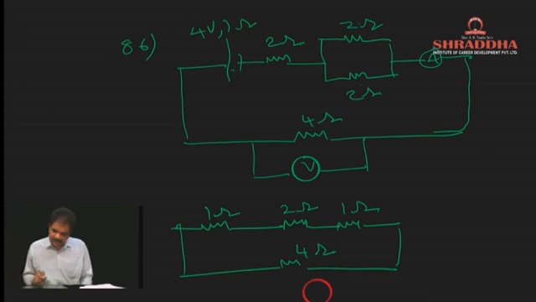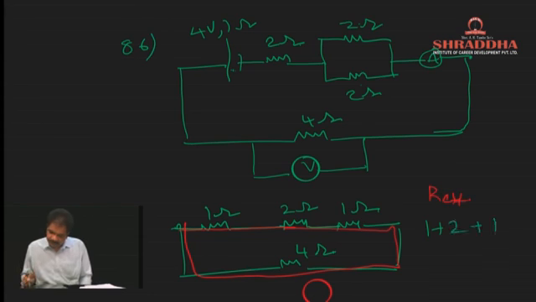So all the resistances are in parallel in series. What is the effective resistance value? Current started from here. See the direction of the current. Current started from here, going like this, going like this, going like this, and again coming to here. So the same current is flowing, all are in series. Our effective value will be 1 plus 2 plus 1 plus 4, 4 plus 4, that is equal to 8 ohms. That is about the second problem. Next we'll do 87.